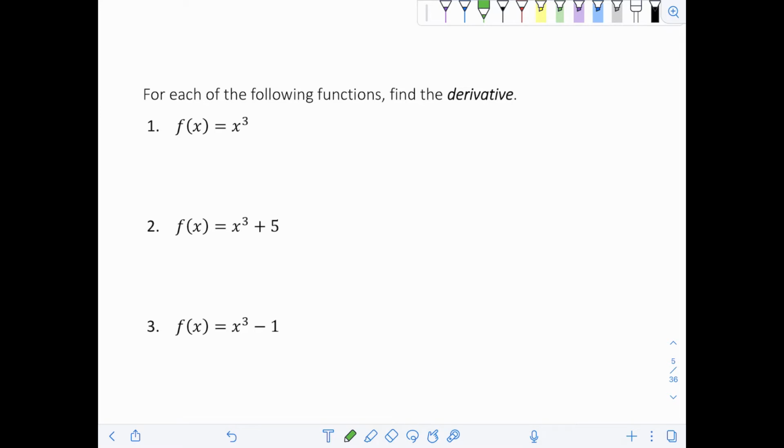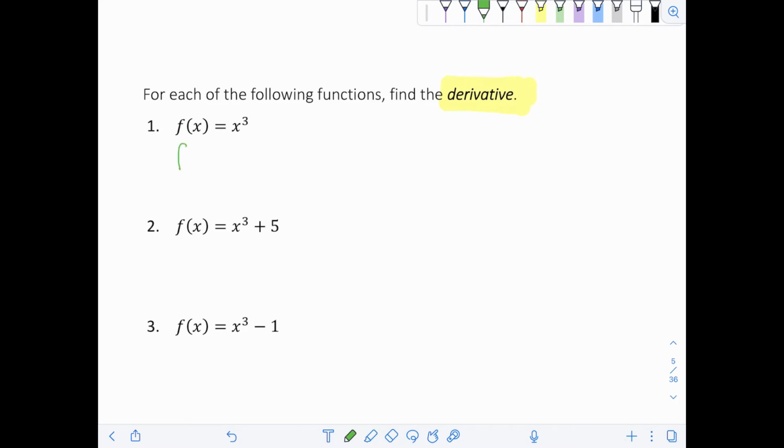And that kind of leads into this next thing that we're going to look at here. Okay, so first, thinking back to derivatives again, not antiderivatives. What I actually want us to do here, we have 3 functions. I want us to take the derivative for each one.